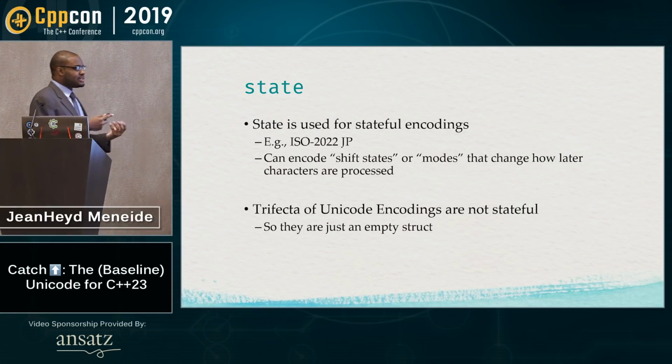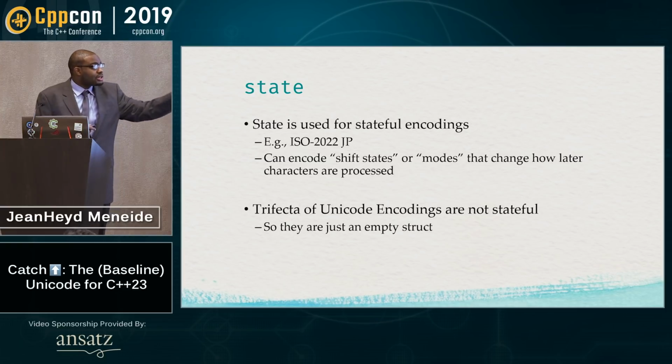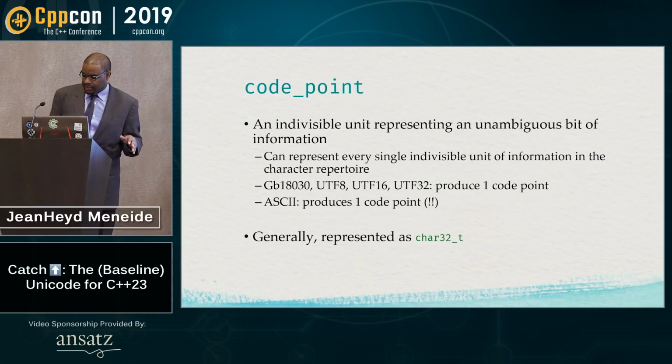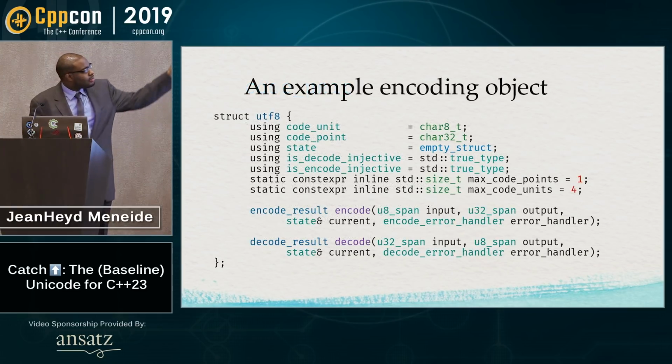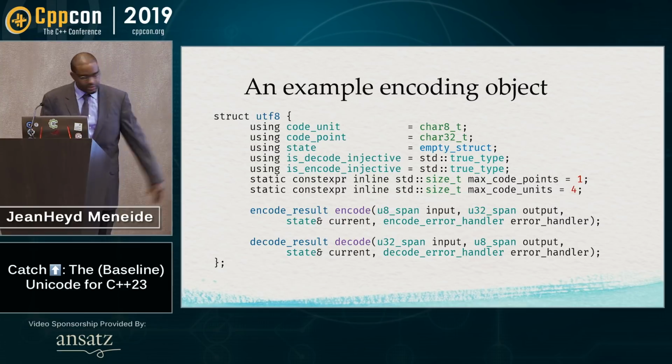The state is just a structure that contains all the things necessary to do stateful transformations. In things like ISO 2022 JP, there are these shift states or modes that can be encoded into the stream. Once you see those, you have to change the way you interpret the following stuff. So these are stateful encodings that require this kind of state parameter to fill out and do extra stuff with. But thankfully, the Unicode encodings, the three we care about, UTF-8, 16, 32, are all stateless. So that's why we use an empty struct, state equals empty struct. And that's totally fine.